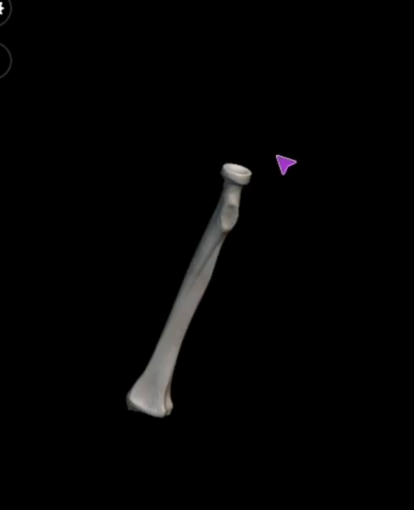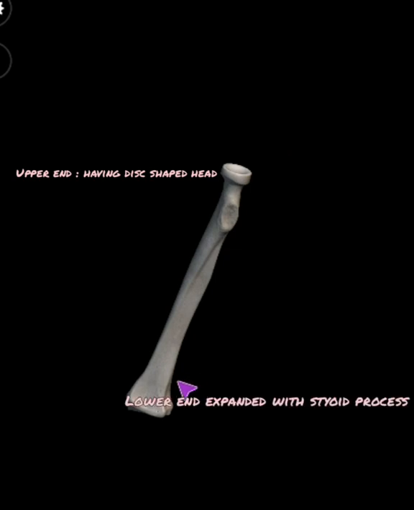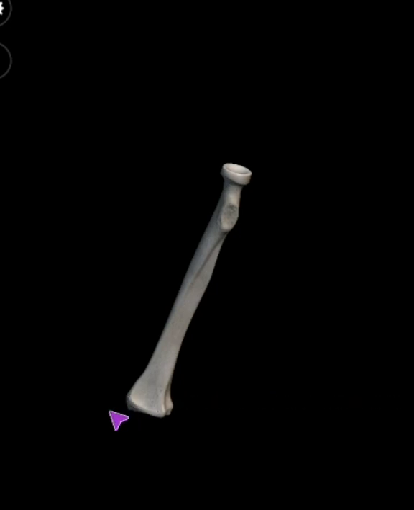The upper end has a disc-shaped head, while the lower end is expanded with the styloid process. So the upper end has a disc-shaped head, whereas the lower end is expanded with the styloid process.